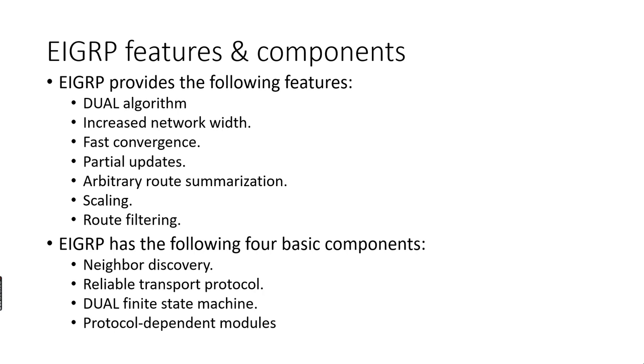Then moving on to the DUAL finite state machine. This helps the decision process for all the route computation in EIGRP. How is it done? It tracks all the routes advertised by all the neighbors. It uses metrics like distance and cost information, and the main motive is to create efficient and loop-free paths. When multiple routes are there, the DUAL algorithm determines which path has the lowest metric value, and that will be chosen and kept in the routing table for further processing.